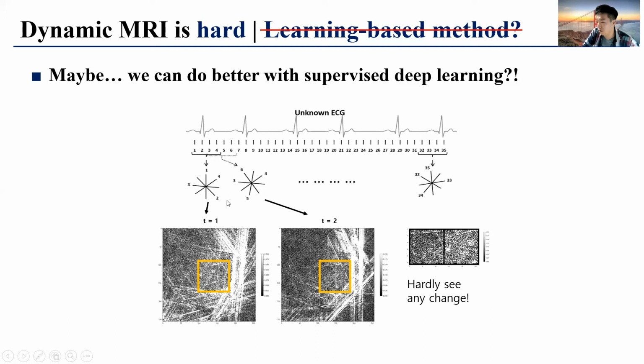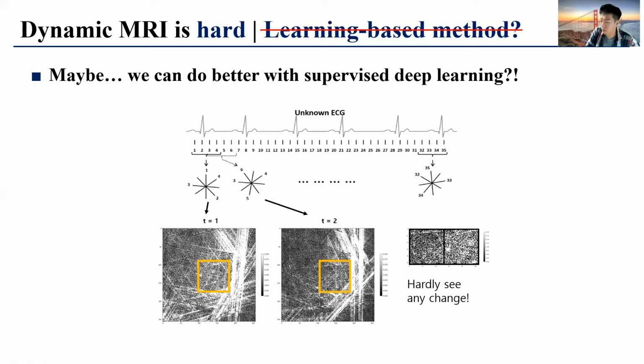So this amount of information is acquired per each cycle. If you see this small patch, this part is the beating heart, but it is hardly seeing any changes. So just looking at this image, you cannot have any kind of information, right?